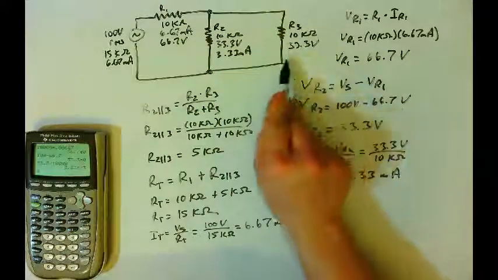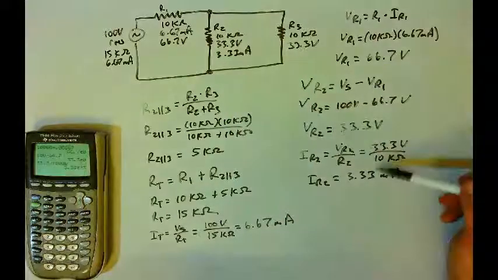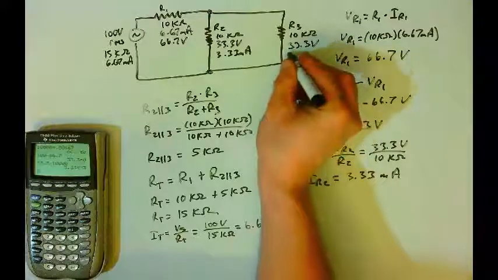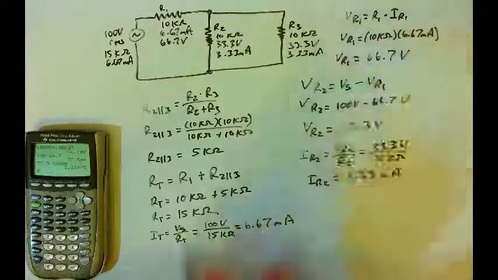Now I'm going to get the same answer for R3 because they have the same resistance and the same voltage, and so R3 will have the same current as well. The current here is also 3.33 milliamps.